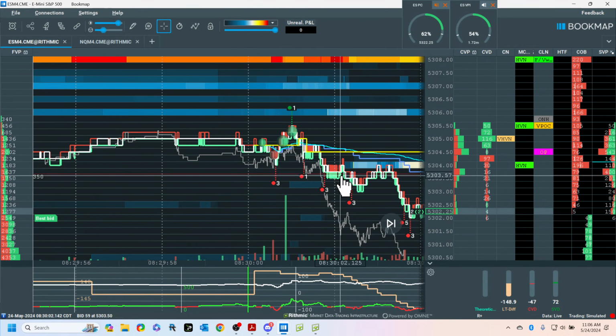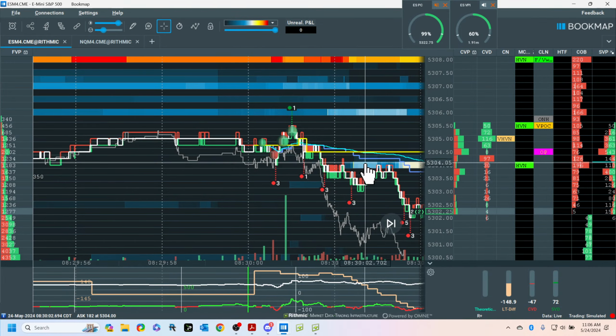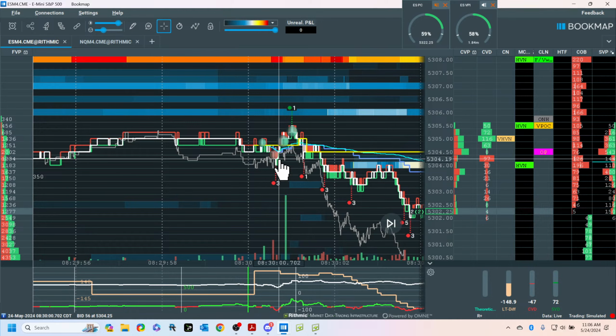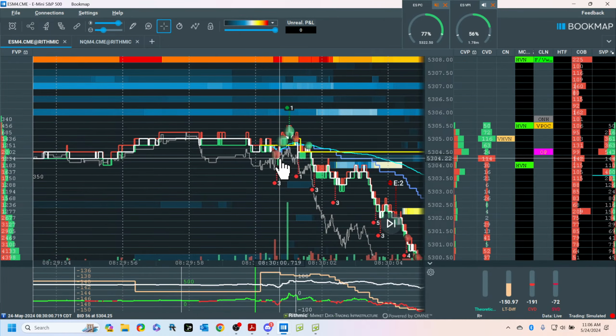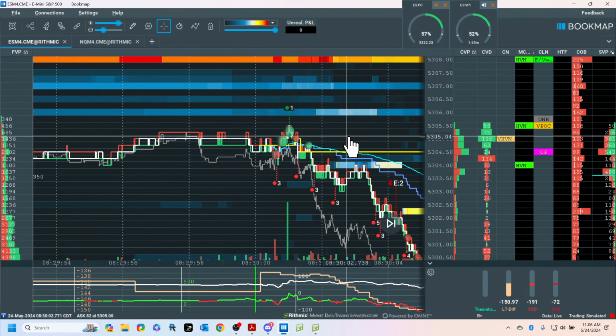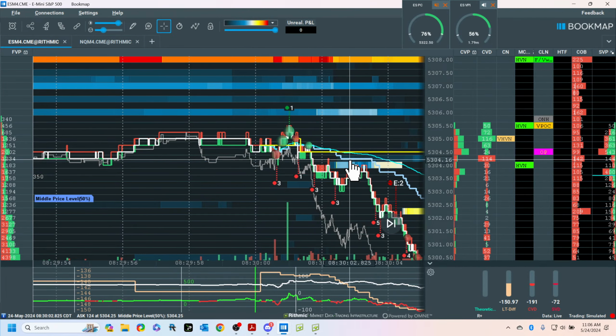My sellers come in. I see liquidity in the book. Let's watch it come back and test. I have a seller here. I take a short here. Now, this is very aggressive. My stop is here. So this is my first trade.